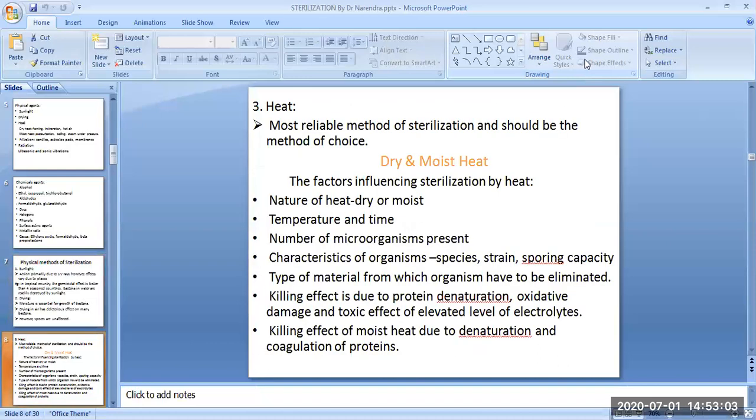Heat is the most reliable method of sterilization and should be the method of choice. Dry and moist heat. The factors influencing sterilization by heat: nature of heat, dry or moist, temperature and time, number of microorganisms present, characteristics of the organism, species, strain, sporing capacities, and type of material from which organisms have to be eliminated. Killing effect is due to protein denaturation, oxidative damage and toxic effect of elevated level of electrolytes. Killing effect of most heat is due to denaturation and coagulation of protein.